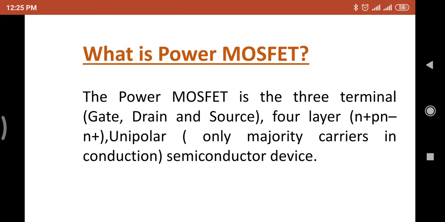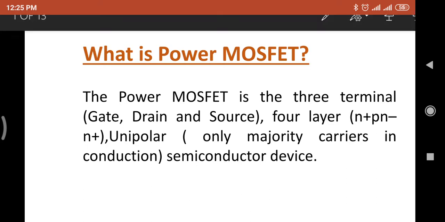So let us see what is a MOSFET. A MOSFET is a three-terminal device having four layers. Here the three terminals are gate, drain and source. So what is the definition of a MOSFET? A MOSFET is a three-terminal, four-layer unipolar semiconductor device. So this is the definition of the MOSFET.